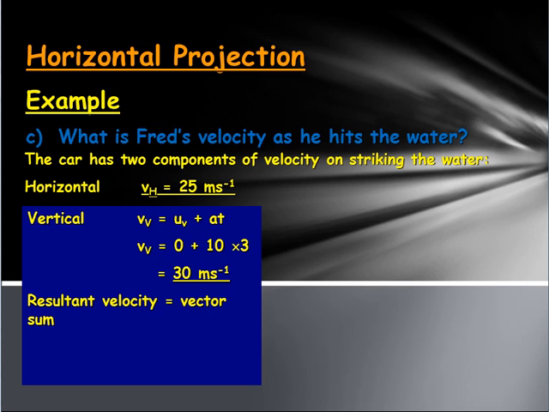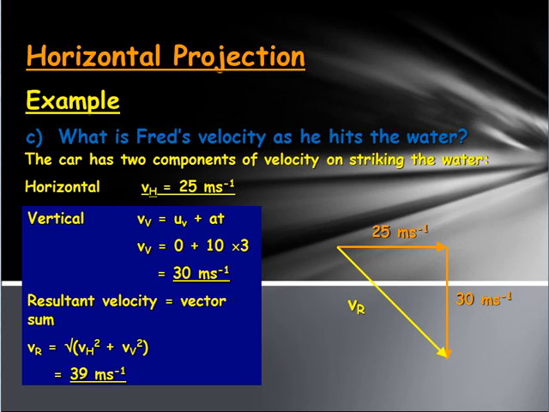And then, knowing the vertical component, knowing the horizontal component, we can actually do a vector sum. We've got 25 across, we've got 30 down. That means our resultant vector can be found using Pythagoras' theorem. So we've got 25 squared plus 30 squared equals v_R squared. Take the square root and we get 39 metres per second.